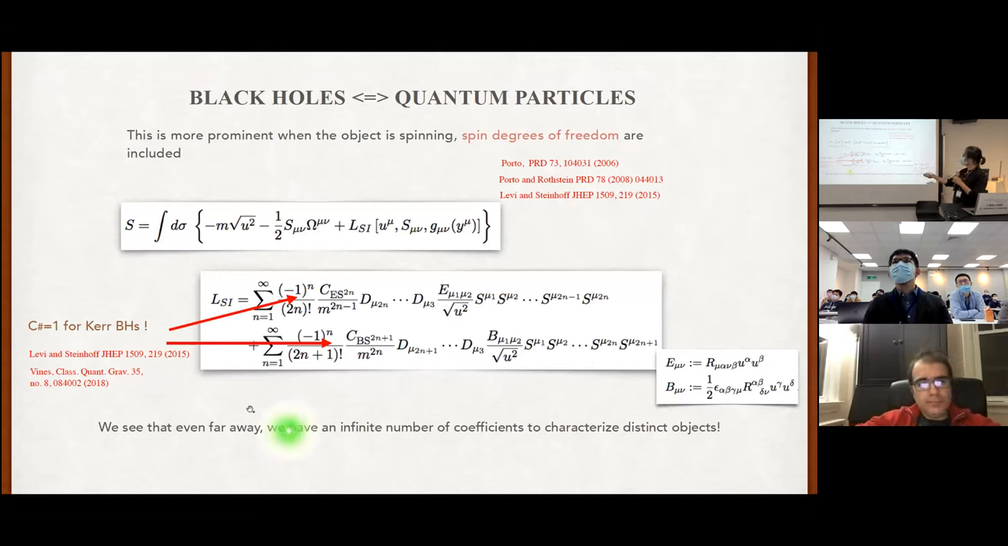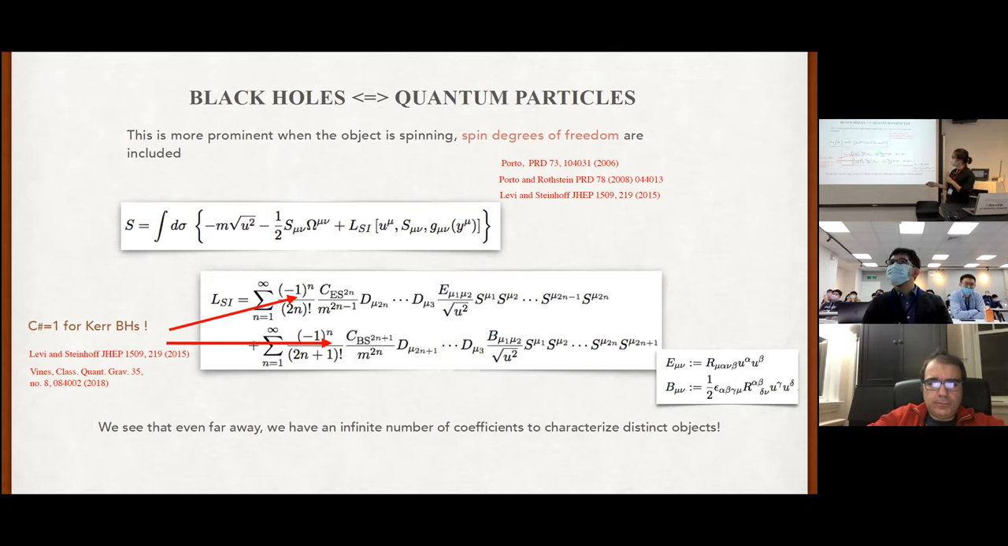that means your worldline action now needs to include spin degrees of freedom. Now you have, even at linear order, an infinite number of operators you can have, because this is just linear in EMT, okay? And this essentially describes the infinite possible number of multipole moments associated with the spinning object. So again, you have an infinite number of Wilson coefficients which describe this object.